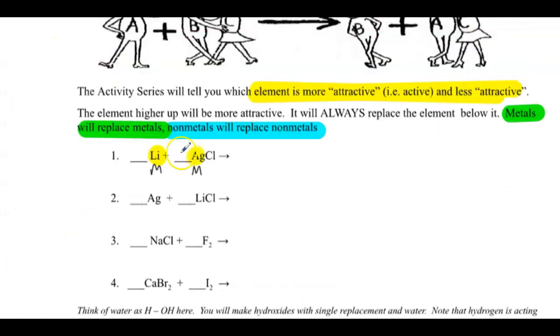So this reaction will work. Lithium's going to come in here, and lithium's going to form a compound with chlorine, and we're going to kick out silver, and silver will be all alone. So how did I know the formula for this? Well, because I know my ions. Lithium, it's in column 1. Lithium will always be a 1 plus, and silver, you've memorized, silver is always a 1 plus, and chlorine's in column 17, chlorine's always a 1 minus.